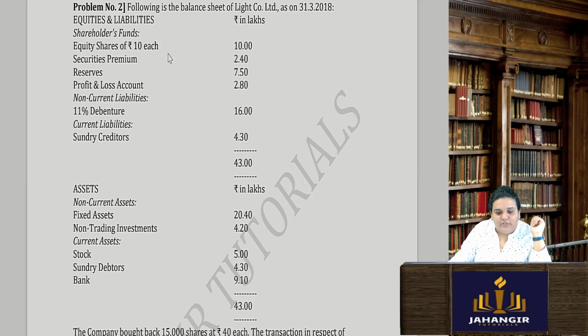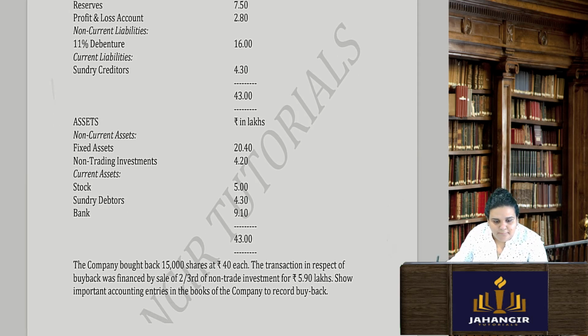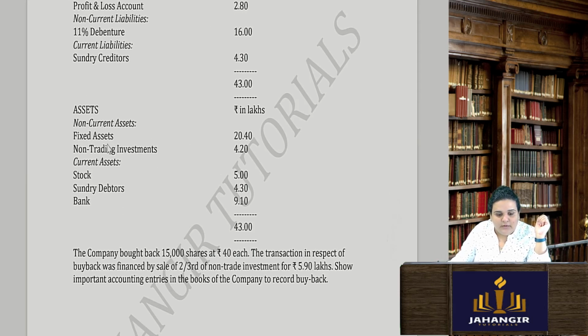Shareholders' funds: equity shares of rupees 10 each, amount is in rupees in lakhs. So 10, securities premium 2.4, reserves 7.5, profit and loss account 2.8. Non-current liabilities I have debentures 16, and in current liabilities I have creditors 4.3. Assets, non-current assets I have fixed assets 20.4, trading investments 4.2. Sorry, non-trading investments. Current assets: stock, debtors, bank.